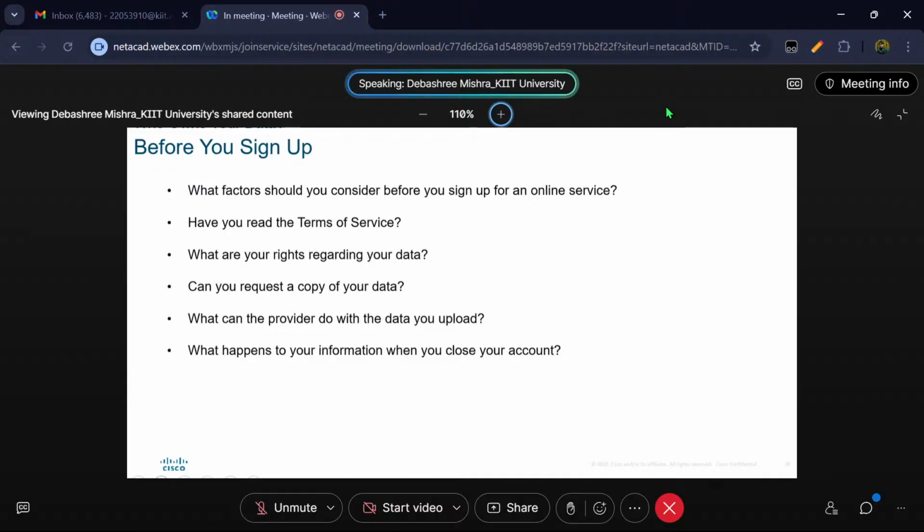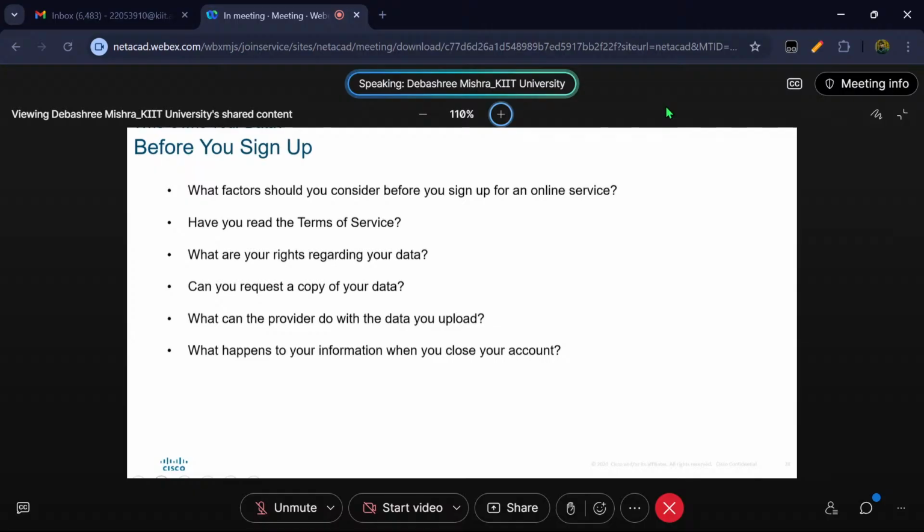So the first thing you need to consider is before you are signing up for an online service. Next, whenever you are ticking any checkbox or check mark in the terms and conditions, you have to read it and go through the terms and conditions.